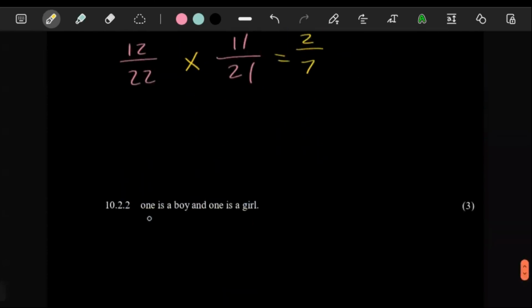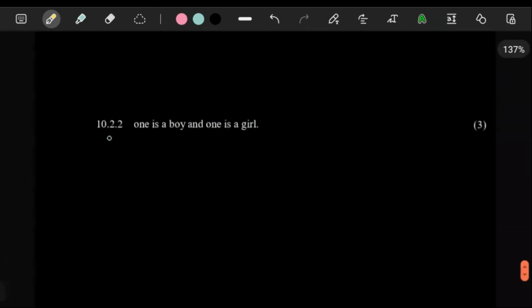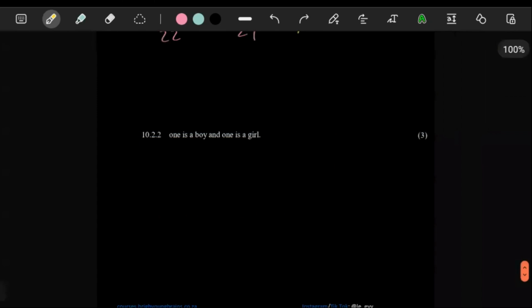For 3 marks, it says here, what is the probability that 1 is a boy and 1 is a girl? So we use the same idea. In the beginning, there's 22 people. Oh, wait a minute. This one we have to be strategic, because remember, let's do it this way.